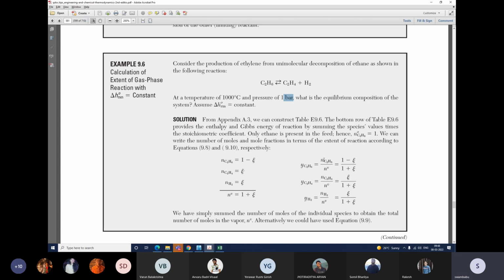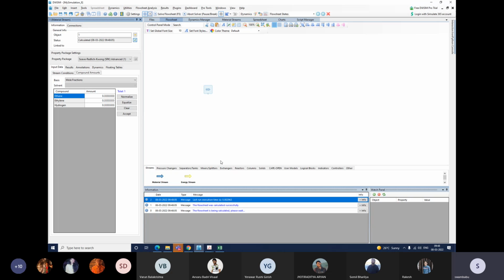Now we will see the input contains only ethane. Ethylene and hydrogen are 0. So this is only pure component, 1, 0, and 0, and accept. So the feed contains only ethane. Ethylene and hydrogen are 0. So that's how we define the feed to the reactor.